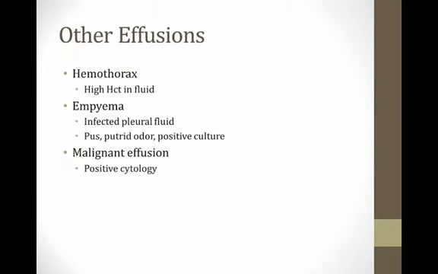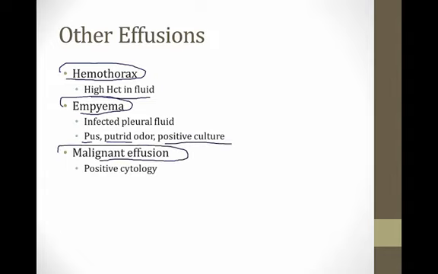Finally, you should know that there are many other types of effusions that you may hear mentioned on rounds and in the hospital. There can be a hemothorax when you have bleeding into the pleural space. These effusions have a high hematocrit, as you can imagine. You can have something called an empyema, which is where you get an infection of the pleural fluid. These effusions will have pus in them and a putrid odor, and if you send them to the lab, they'll grow out bugs. You can also have malignant effusions, which will have positive cytology.